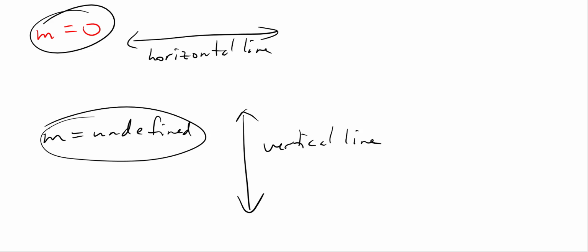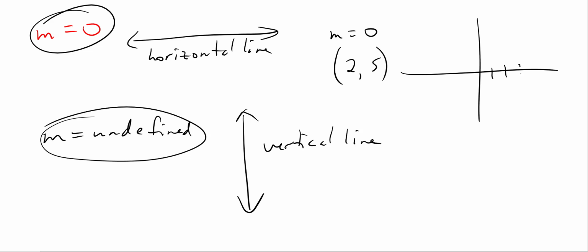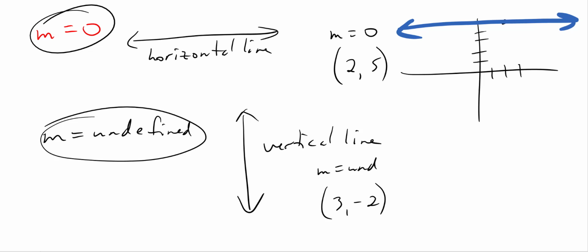Okay, so let's actually do a problem. If I told you the slope was 0 and it goes to the point 2, 5. So what you're going to do is plot 2, 5. 1, 2, and then 5. So 2, 5 is right here. And then the slope is 0. So what are you going to do? Draw a horizontal line through that point. Pretty easy. Okay. Let's do the other one. Let's say the slope was undefined and it goes to the point 3, -2. Okay, we'll plot 3, -2. There's your point, 3, -2. And then you're going to draw a vertical line through that point. So here we go.